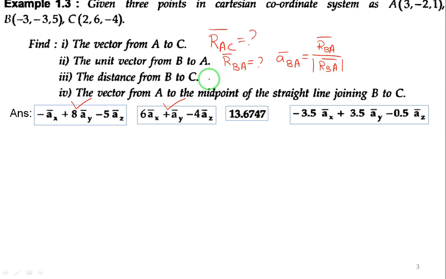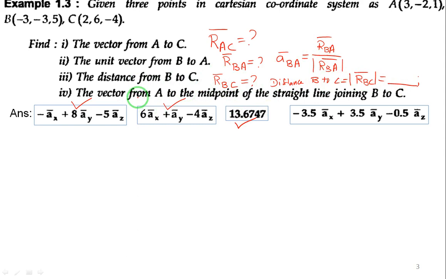Then we have to find out the distance from B to C. Before that, first find out the distance vector from B to C, RBC. Then you want the distance, right? So the distance from B to C is equal to the magnitude of the vector RBC. Find out the magnitude, and it turns out to be 13.6747. I am just giving the hint for the problem. Later on you can solve it. One of you can take a snapshot of this and put it in the group. Later on other people will note it down and try to solve it.